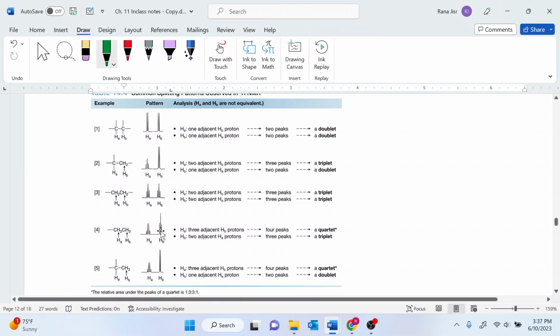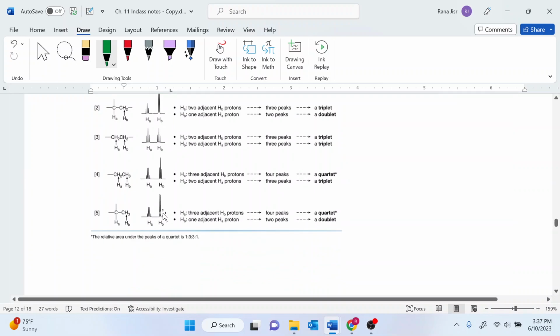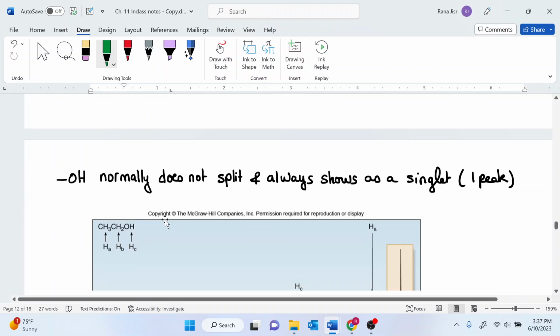A quartet and a triplet, this really helps because whenever you see them next to each other like this, it means that you have an ethyl group. A quartet and a doublet means that you have a CH connected to a CH3, because that CH is going to appear as a quartet and that CH3 is going to appear as a doublet.